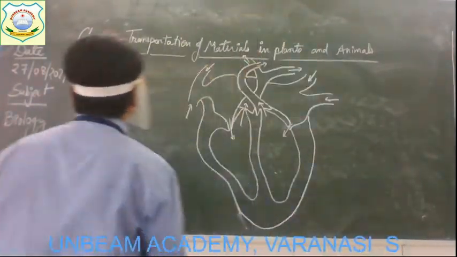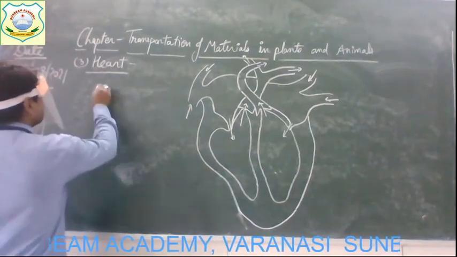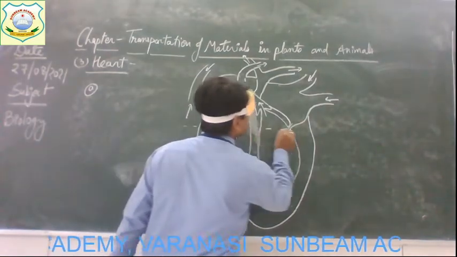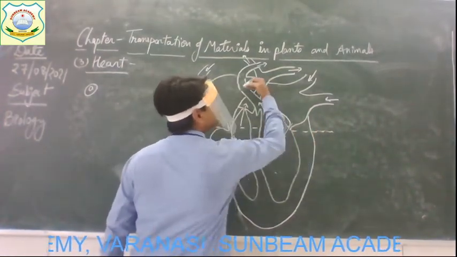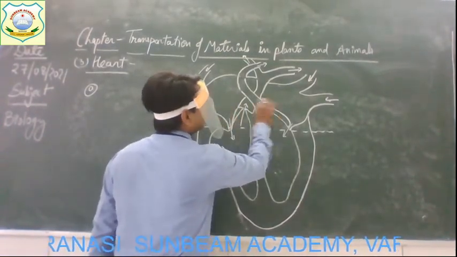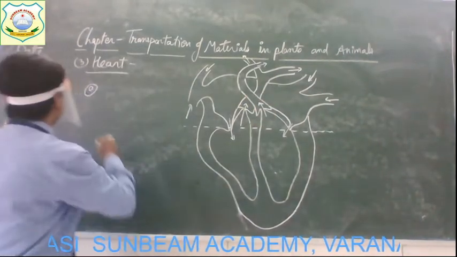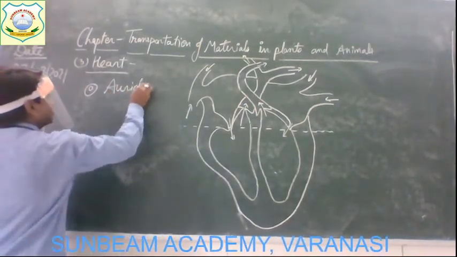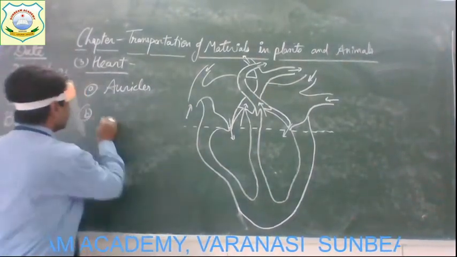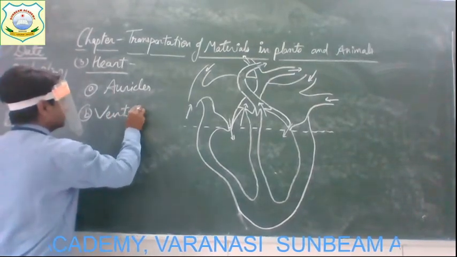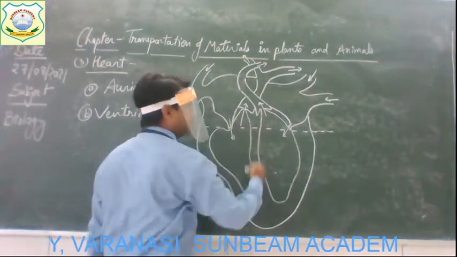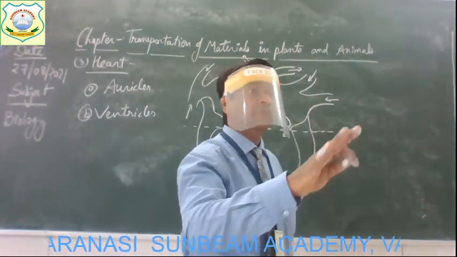Get it? And the names of these compartments are... Suppose this is the midline. Above this, 2 compartments, and below this, 2 compartments. Both the compartments above, this one and this one, are known as auricles. Get it? And the 2 compartments below are known as ventricles. So mainly auricle and ventricle are there, but they are 2 in number.